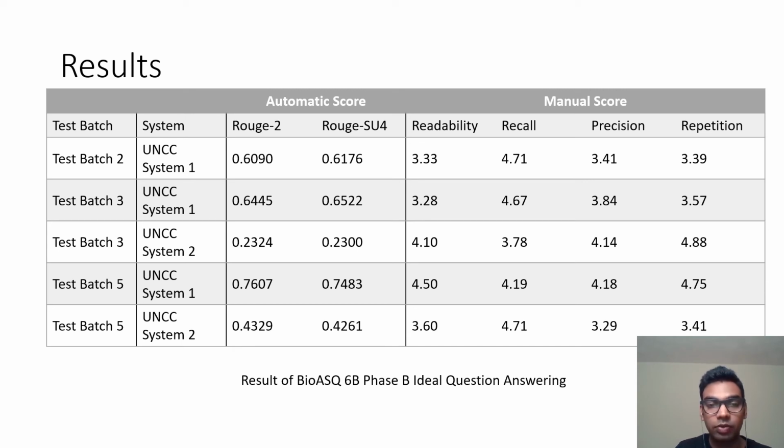As you can see, for UNCC system 2, our ROUGE scores are low compared to UNCC system 1. This is because we're not considering every sentence. We're not taking the 200 word limit. The answer size is small, and hence we have very small overlap. But as you can see, the manual scores are still consistently high, which tells us that the first selected statement itself does consist of the answer.